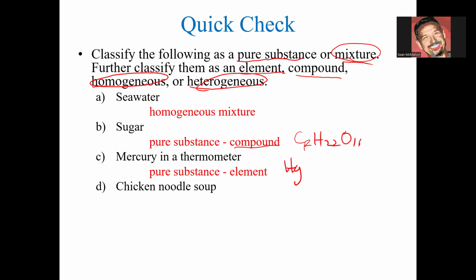What about chicken noodle soup? Well, that's a mixture. It's heterogeneous. You might have the noodles on one side and the little chicken pieces on the other. So it's not evenly distributed always, and it could have variable proportions depending on how much chicken is added.